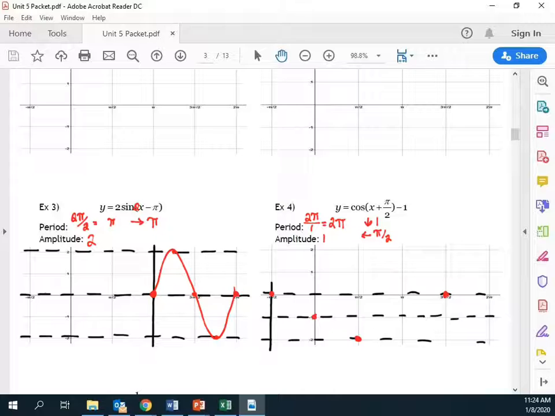I forgot the -1. No, the minus 1 is a shift down. You're right. Okay, there's our 5 dots, guys, so now we can graph.